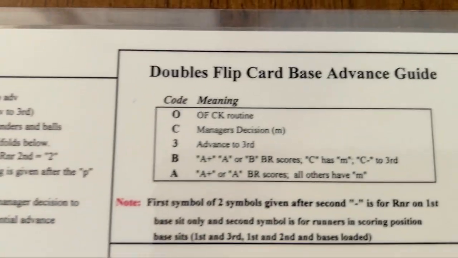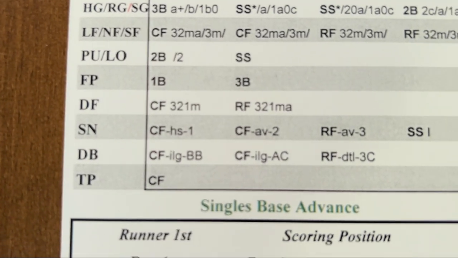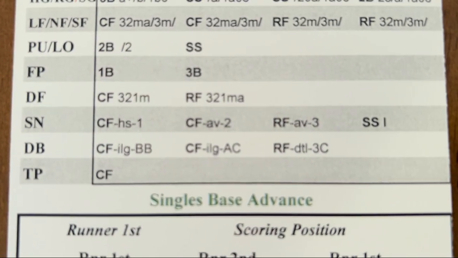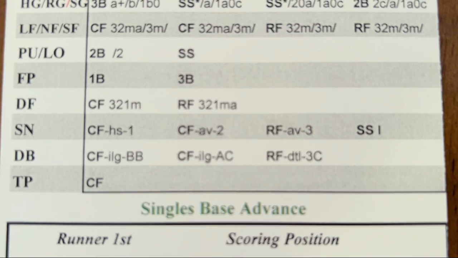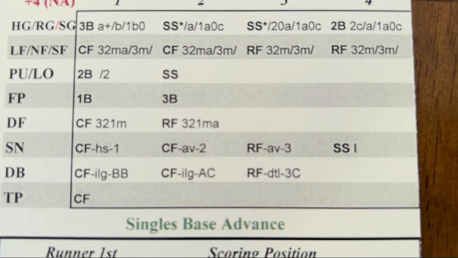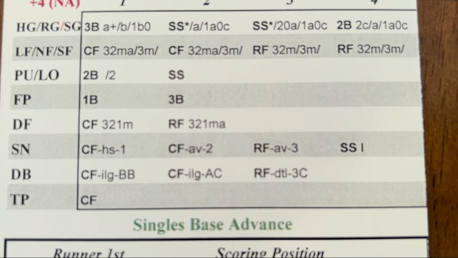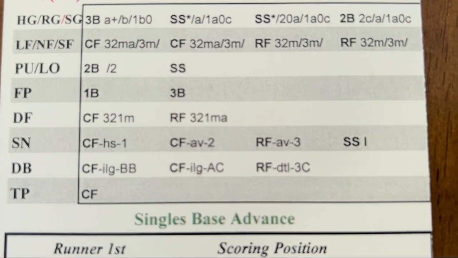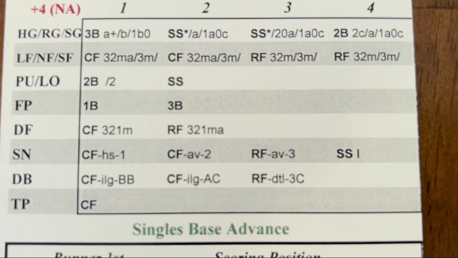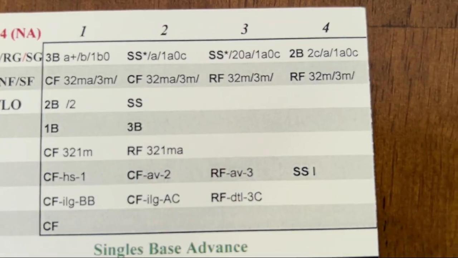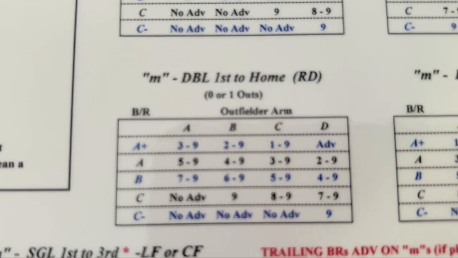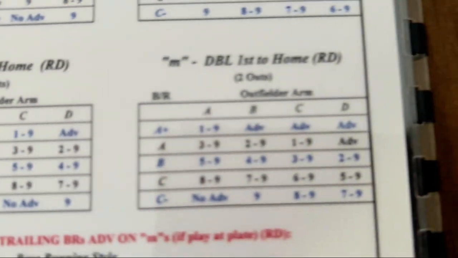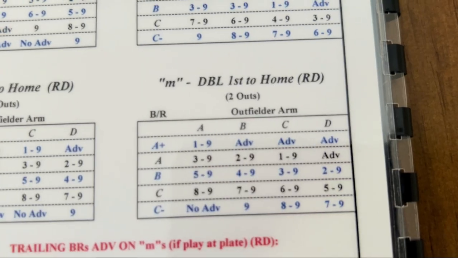And again, these are the possible codes. The first letter refers to the situation where the runner is on first and no one's ahead of him. And the second letter refers to the situation where he's on first and there are runners ahead of him. Doesn't matter which base they're on. As long as there are runners ahead of him, you use the second code. If you do have to do a coach's decision, you're going to test the outfielder's arm using these two charts and the base runner's speed.